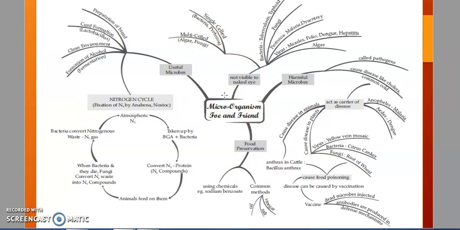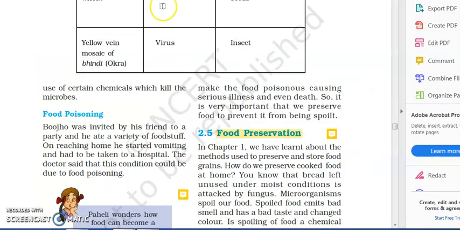We already learned in this chapter about microorganisms, types of microorganisms, and useful microbes, like those used in the preparation of bread, formation of curd, cleaning the environment, formation of alcohol and increasing the fertility of the soil. Then we learned about harmful microbes. They cause diseases in animals, plants and humans. Now we will discuss food preservation and the nitrogen cycle in this chapter. Now let's proceed to the chapter.